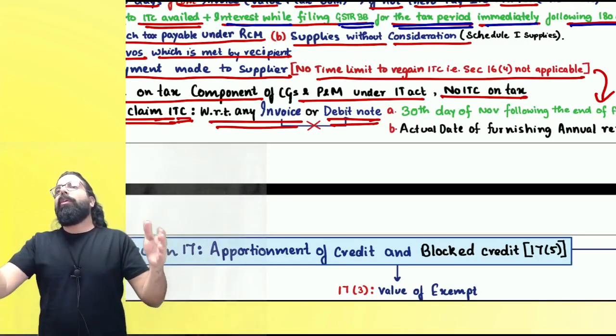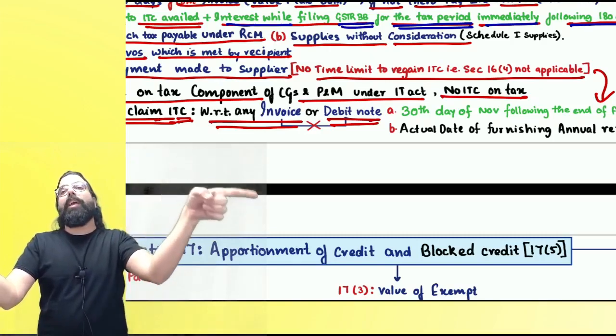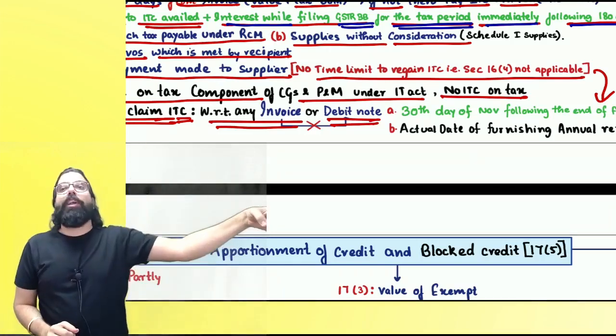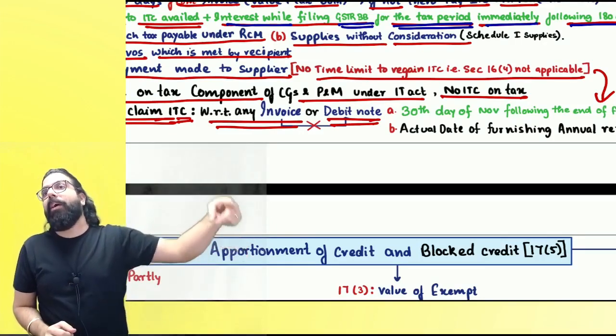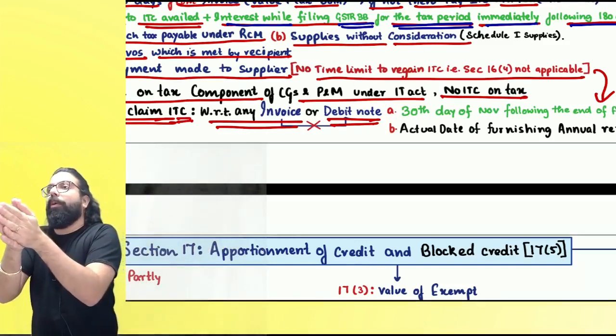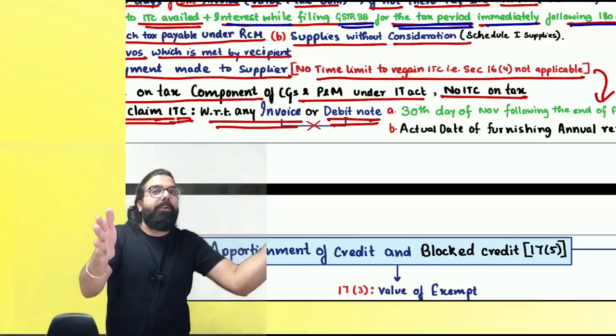For example, in 2021 May, one invoice was issued. Then for that, the time limit to take the credit will be, as it was issued in 2021 May, 21-22, the 30th November or the actual date of annual return. Now, supposing the invoice is 2021, but one debit note related to the invoice was issued next year, 21-22 May.